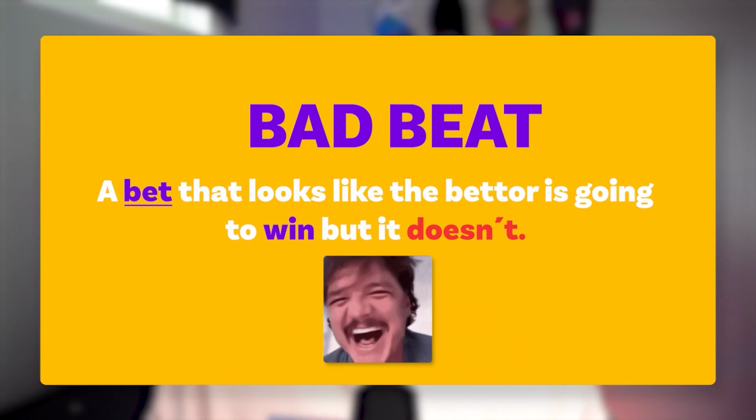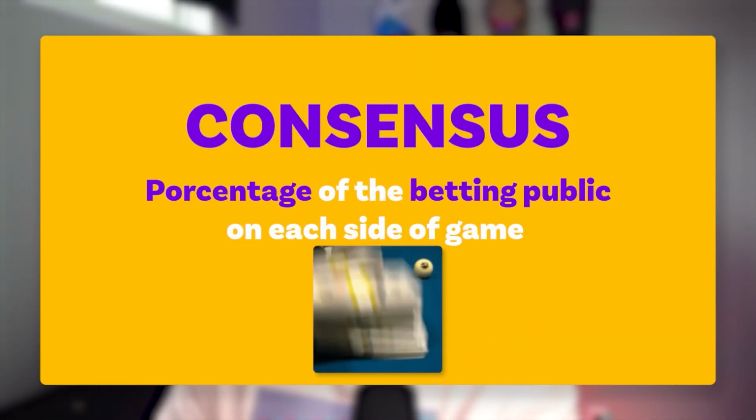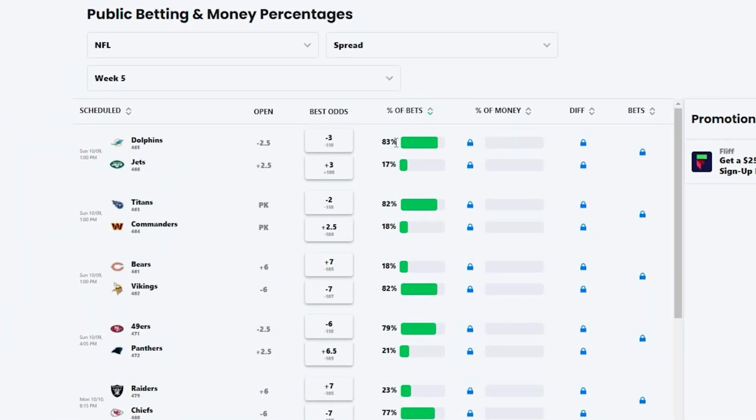What's a bad beat? A bad beat is simply a bet that looks like it's going to win, and then at the very end, it doesn't for some reason. That's a bad beat. What's the consensus? A consensus is a percentage of the betting public on each side of a game. Some bettors will bet against the public money, whichever team has more bettors placing bets on them.